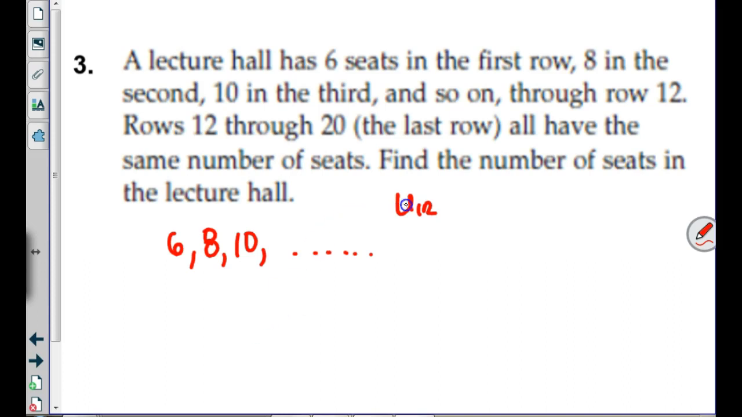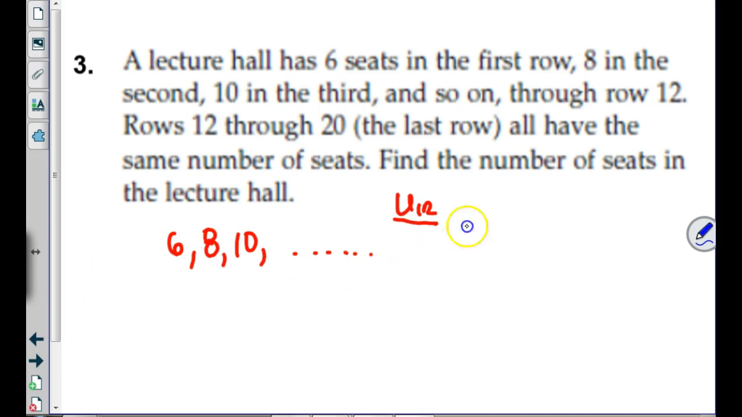It's not, because it only goes to 12. I have it written as though it's infinite, yes. But is this arithmetic or geometric? We're multiplying by something? Oh, no. There we go. It's arithmetic because we're adding what every time? 2. So can we find the 12th row?